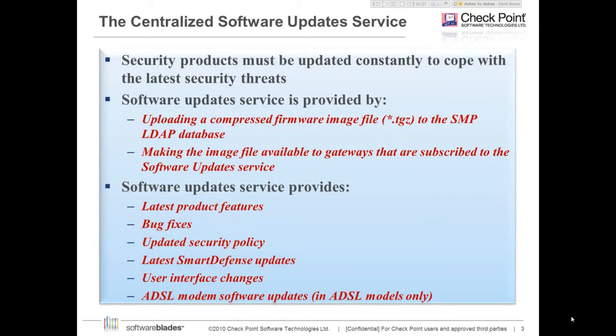The Centralized Software Update Service. Security products must be updated constantly to cope with the latest security threats. Software Update Service is provided by uploading a compressed firmware image file to the SMP database, making the image file available to gateways that are subscribed to the Software Update Service.